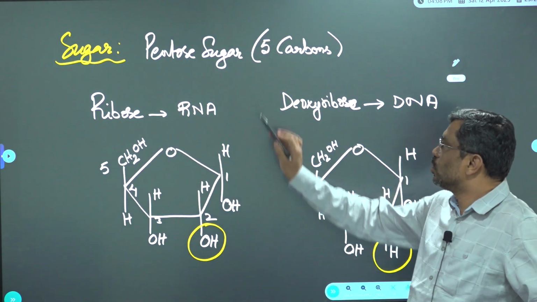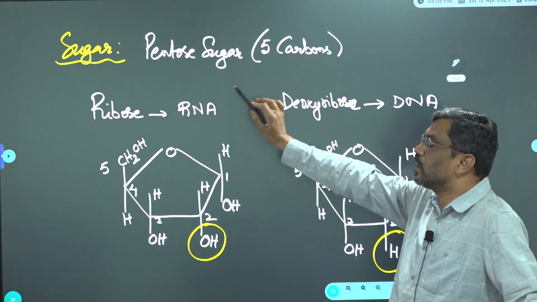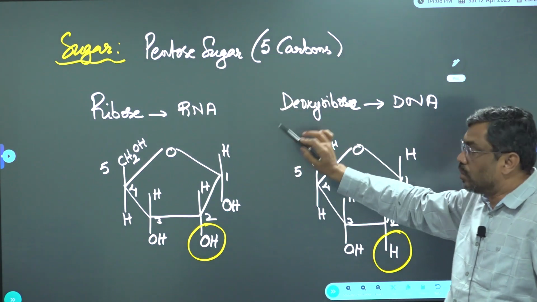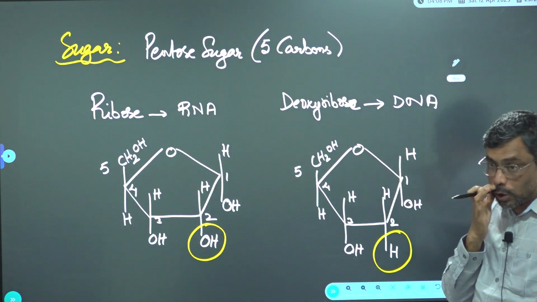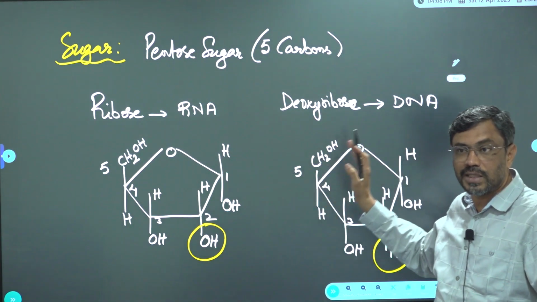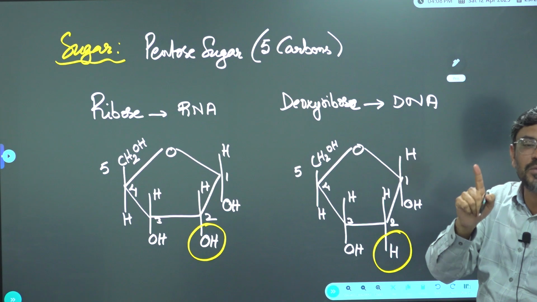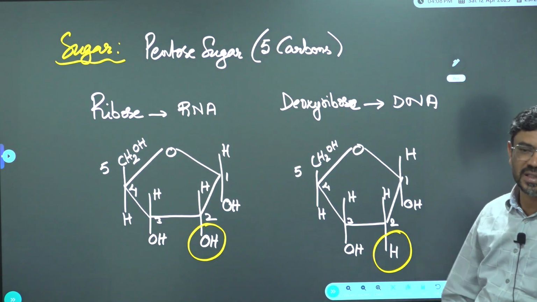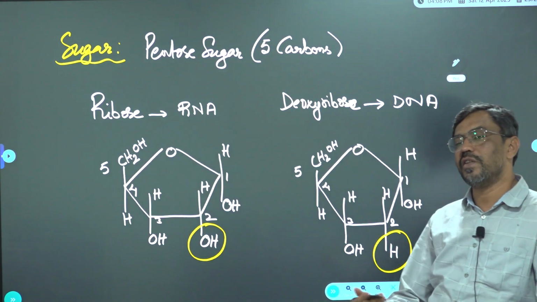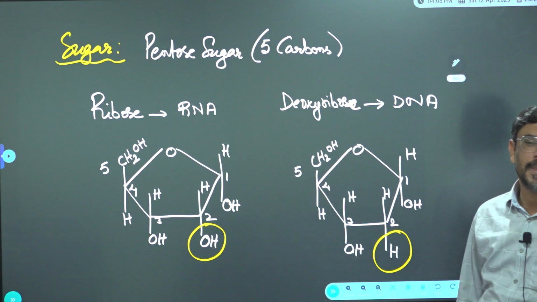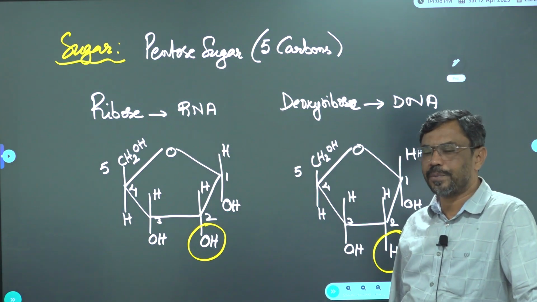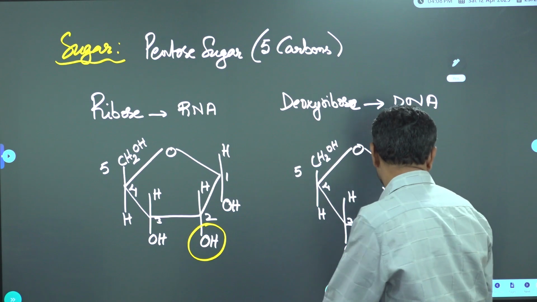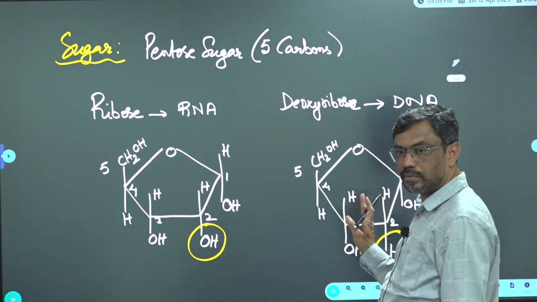So the sugar is a pentose sugar, with 5 carbons. Ribose is present in RNA. Deoxyribose is present in DNA. Ribose is a normal pentose sugar, whereas in deoxyribose sugar, one oxygen atom is less. That's why it is called deoxy. Phosphate is common in both DNA and RNA. So that is the structure of DNA and RNA.